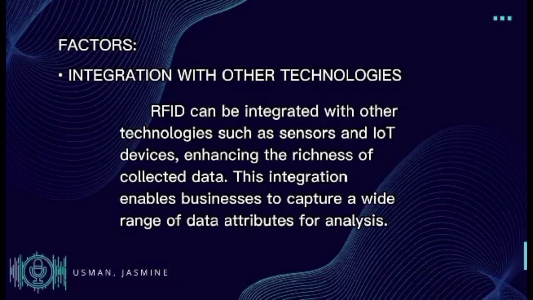The example is in agriculture: RFID tags combined with environmental sensors can track livestock movements and monitor environmental conditions in real time, allowing farmers to optimize feeding schedules and pasture management. By leveraging these factors, businesses can harness the power of RFID technology to enhance their data mining efforts and derive valuable insights for decision making and process optimization.